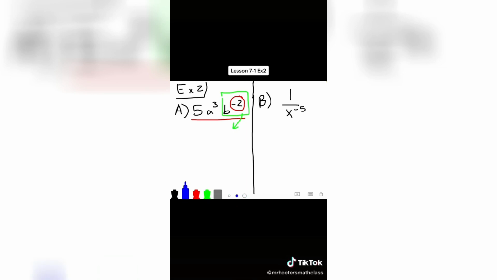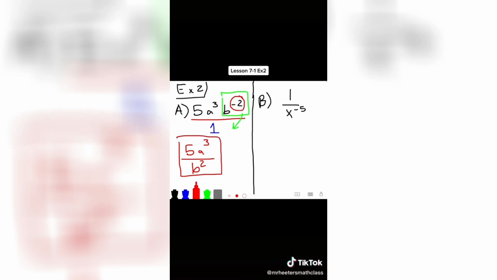Now, if you think about a denominator right now, there's nothing there, so you have to imagine there's a 1. So all we're going to do is rewrite this whole term with 5a to the third power on the top, because it's positive. And now on the bottom, b to the negative second turns into b squared. There's no way of simplifying this any further, so this is our final answer.